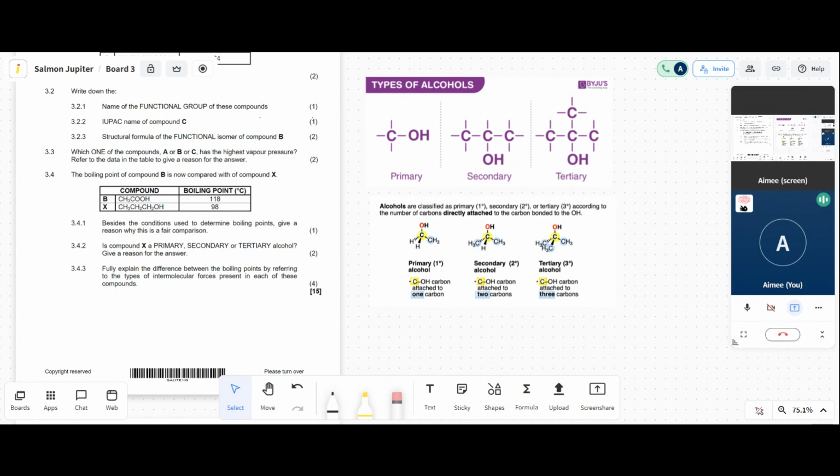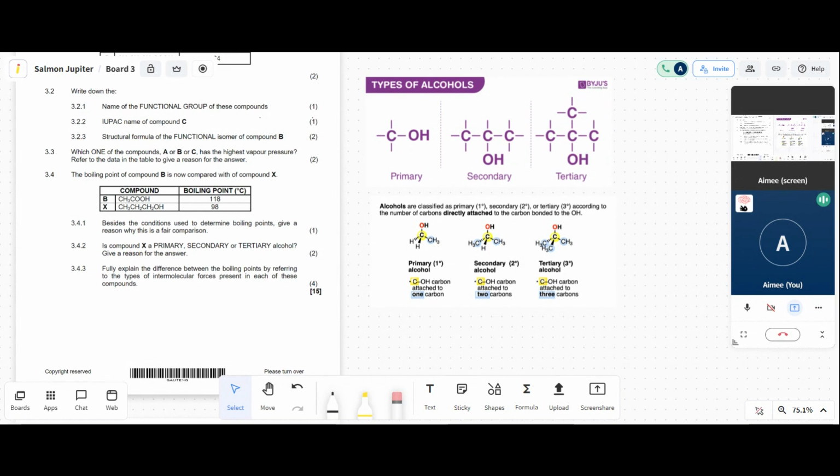So 4.1.1 says define a homologous series. The official definition for this is a series of organic compounds that can be described by the same general formula or functional group. One more time, a series of organic compounds that can be described by the same general formula or functional group.